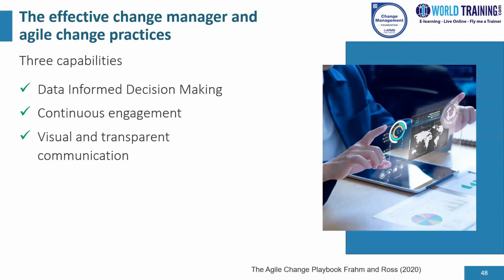So using agile techniques in a change management context greatly helps with adaptability. As noted before, many writers have discussed borrowing agile techniques to improve the work of change management. Many practitioners have used these techniques. Much of this is brought together in the Agile Change Playbook 2020 by Dr. Jen Frahm and Lena Ross. They propose three capabilities: data-informed decision-making, continuous engagement, and visual and transparent communication.